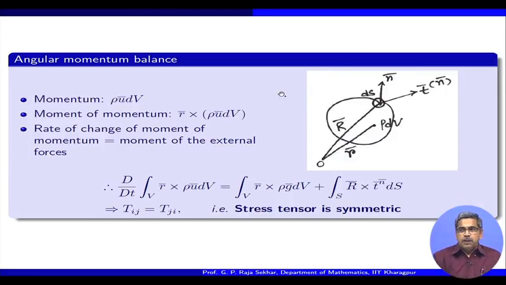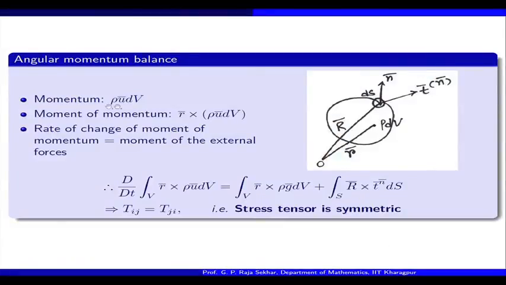Now, what is the angular momentum? Angular momentum is you have to take r bar cross mv. So, that is the angular momentum. Now this is momentum, then moment of momentum is r bar cross the momentum. Then what does our conservation principle tell? Rate of change of moment of momentum equals moment of the external forces. Please do not be confused. So, let me explain. Rate of change of moment of momentum equals moment of the external forces.